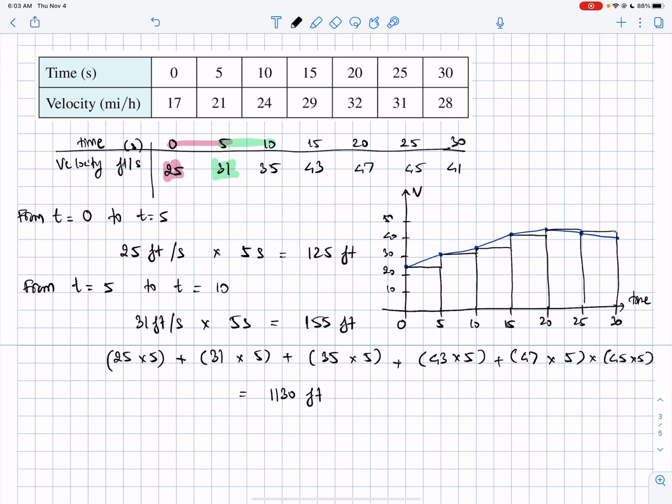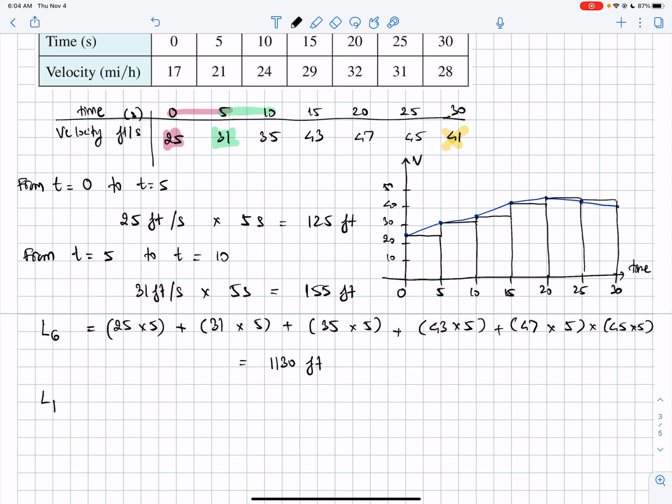Okay, so you notice that we have some area that is over the graph, and some that is below. So we have some overestimate and some underestimate. By looking at this graph, we can see that we are using the left endpoint, using the velocity, and we skip the last one, which is 41. So I'm going to call this L6 because we have 6 rectangles.